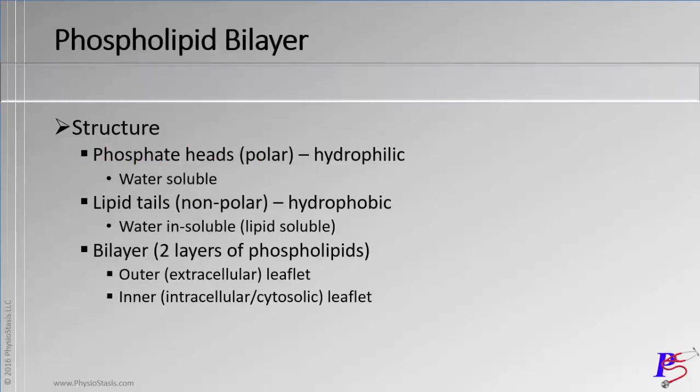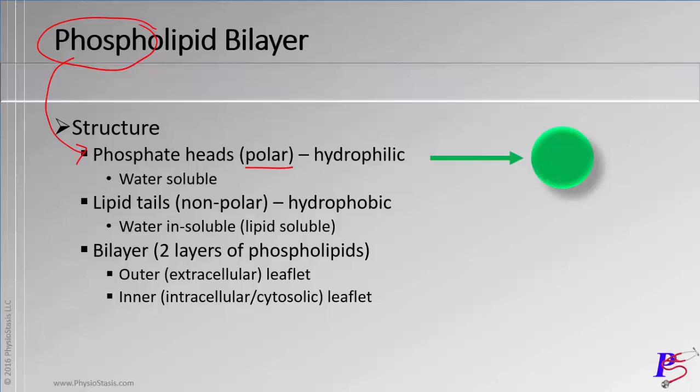If we take a look at this word, it has two portions. The first portion has to do with phosphate, and that is the head of the phospholipid layer. The head is polar, meaning that it is attracted to hydro. What is hydro? Means water. Hydrophilic, meaning water loving, or it likes water. Another way of saying this is that it is water soluble.